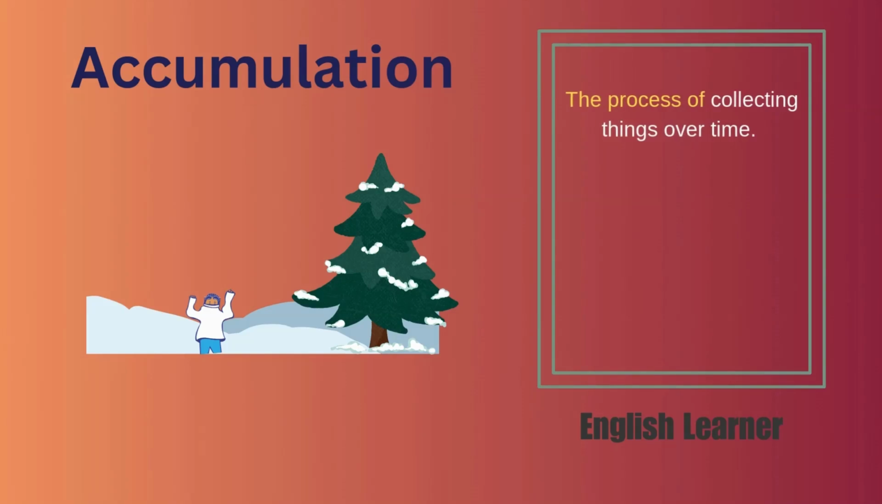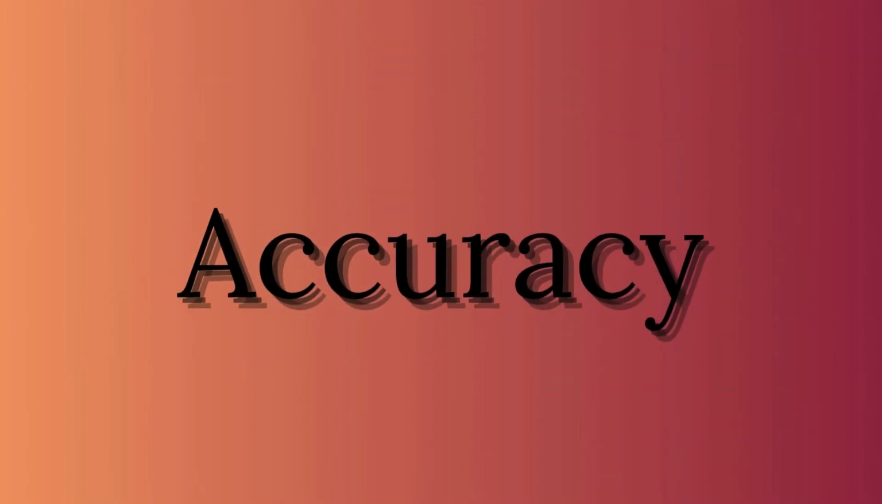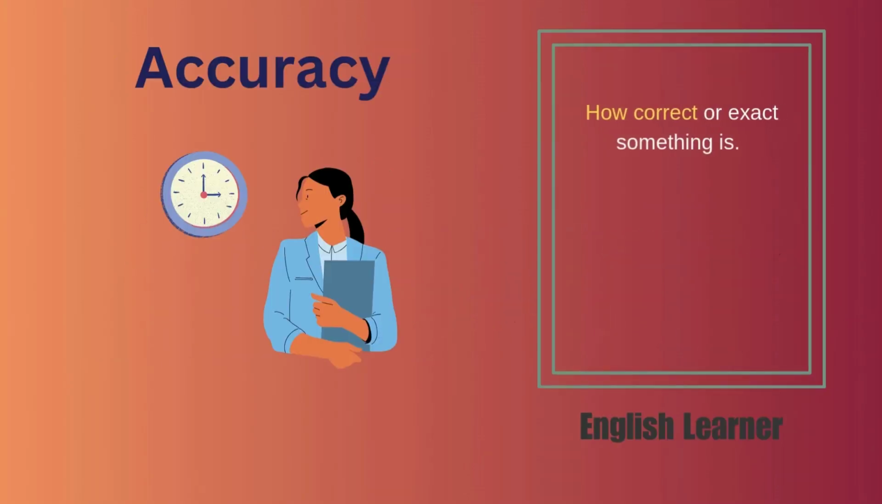Accumulation. The process of collecting things over time. Example. The accumulation of snow on the ground made it hard to walk. Accuracy. How correct or exact something is. Example. The accuracy of the clock helps me arrive on time.